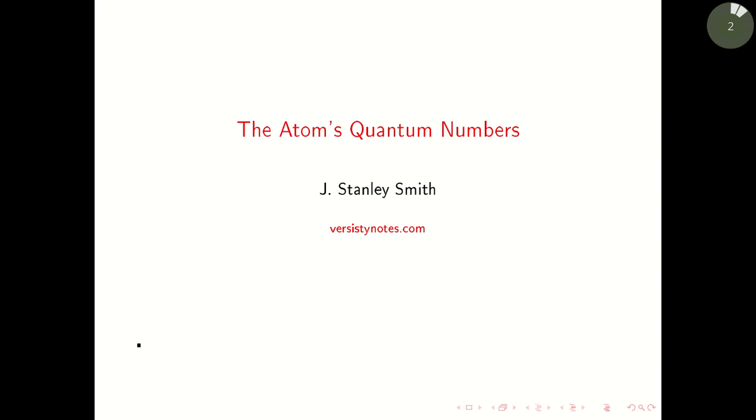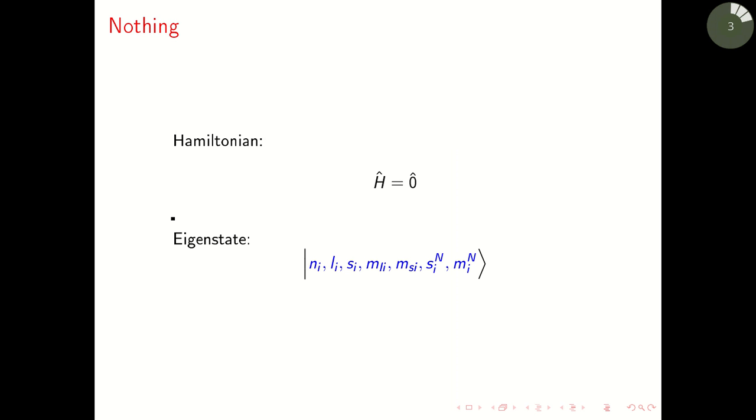In this video we will look at the quantum numbers of the atom under various approximations. We will specifically focus on the case of LS coupling with a field which is weak compared to the hyperfine structure. We start with the simplest Hamiltonian you can think of, that of nothing.